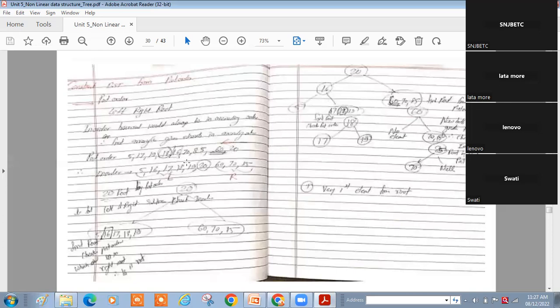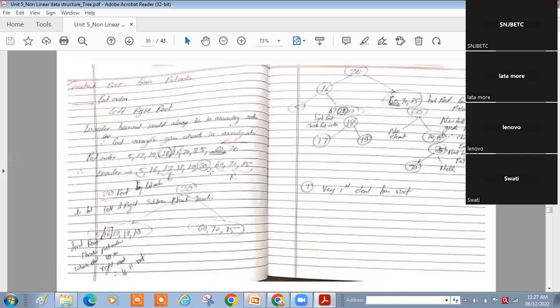So in case of post order, what I am saying, for post order last element is, yes, it is root. So root comes last in post order. So here the last element is 20. So that's why 20 is the root node. So 20 I have written over here.